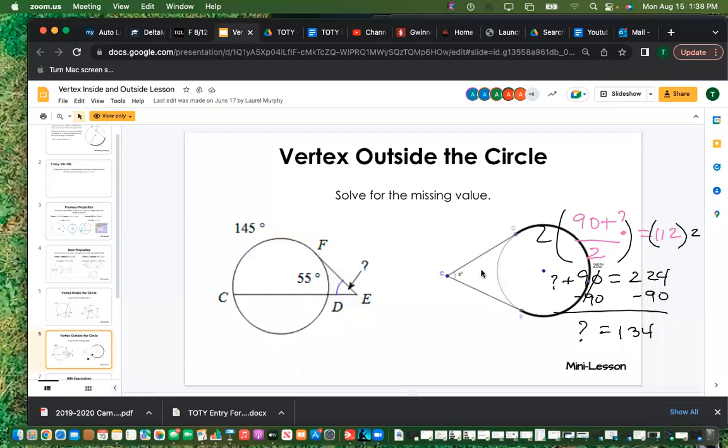And what's going to happen is you've got this angle outside of the circle. So that's where you're going to use the big minus the baby, divided by 2. What I mean by that is this big arc, which is 145. We're going to take 145 and subtract the baby arc, which is right here, and that's going to be 55. And we're going to divide by 2. So what's 145 minus 55?